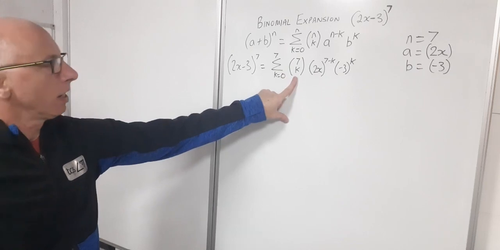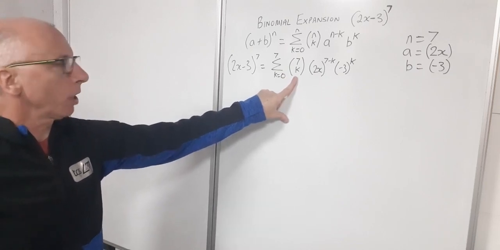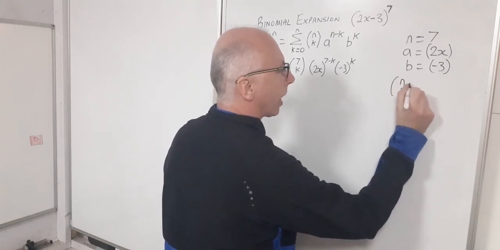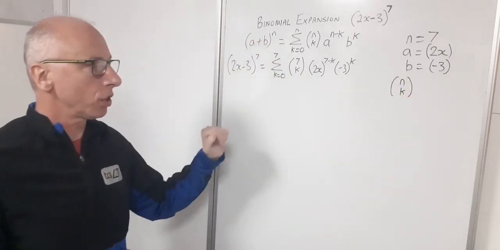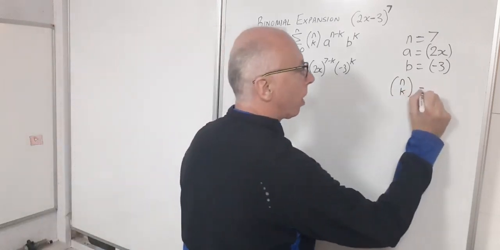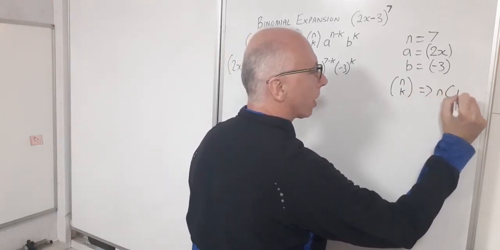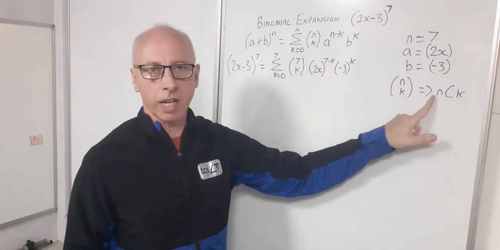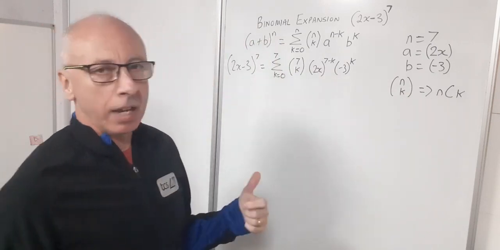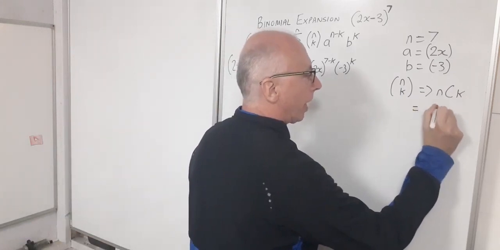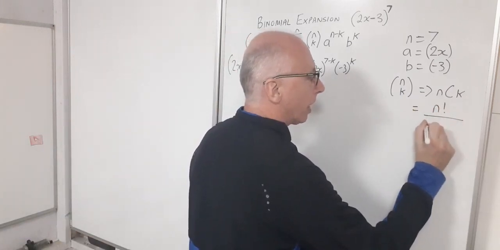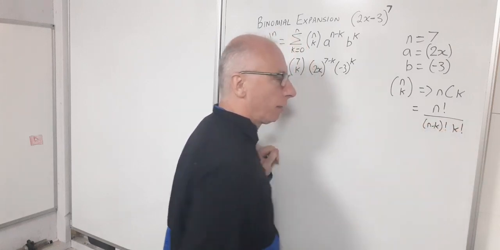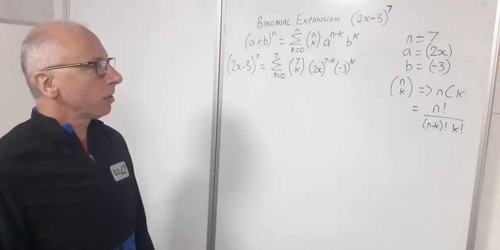Now this one here is our binomial coefficient. We have n choose k. For example, in this case it's 7 choose k. That's what it would appear as on your calculator. So n choose k is how many combinations of k inside n. Now the formula for that is n factorial divided by (n minus k) factorial times k factorial. So that's how that's worked out.